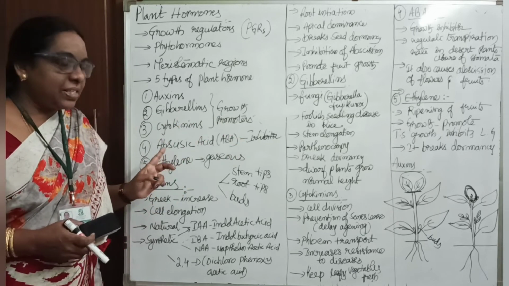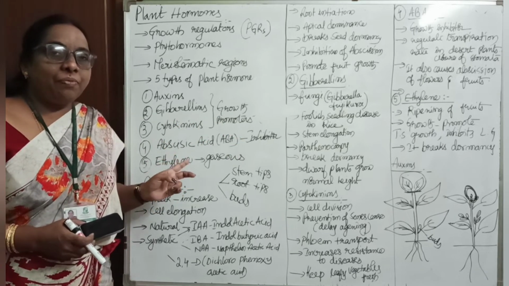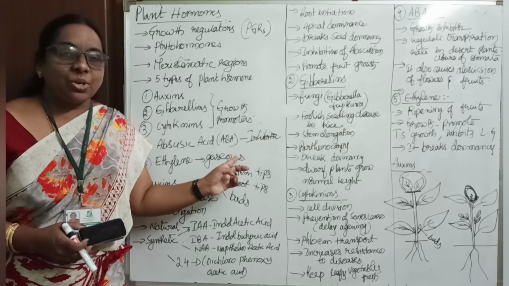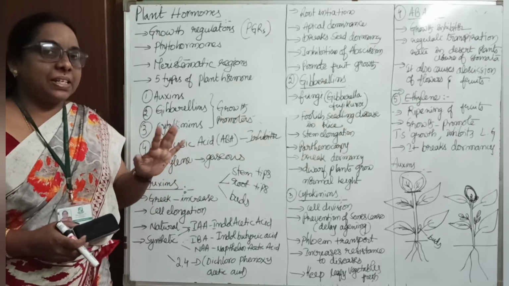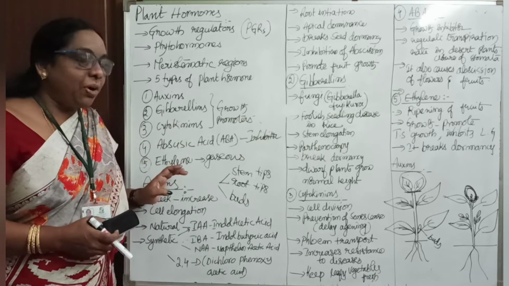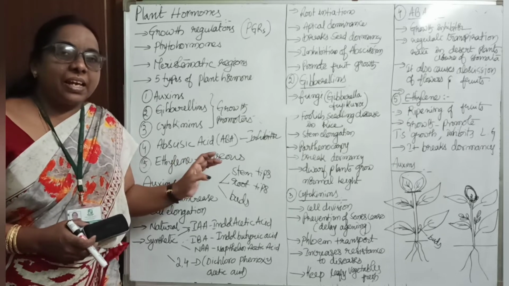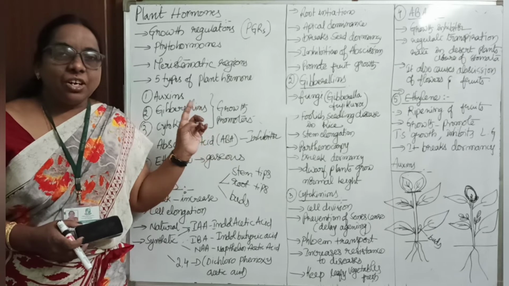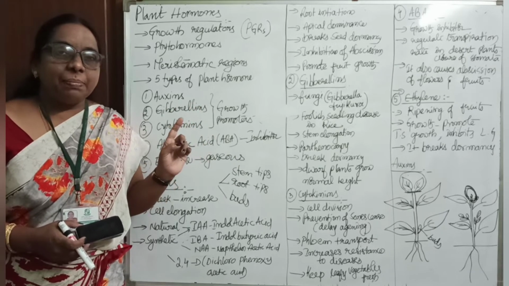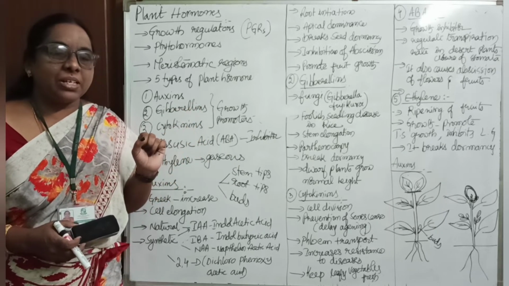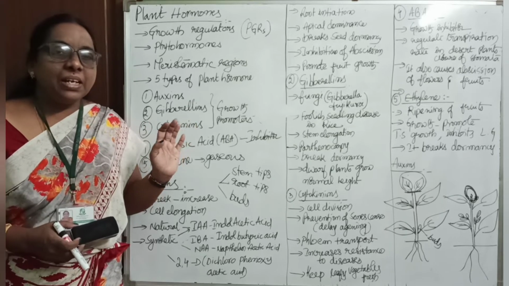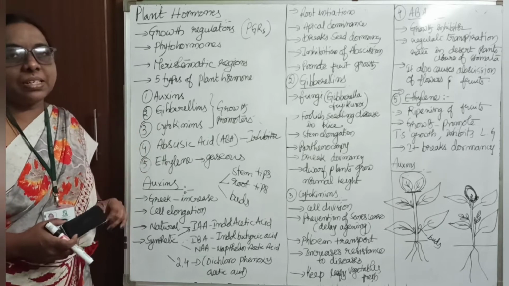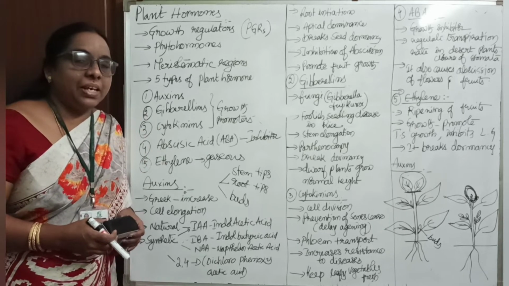The fourth one is ABA. The full form of ABA is abscisic acid, and it is called a growth inhibitor. It stops the growth in plants in certain areas. The fifth one is ethylene, and this is a gaseous hormone. Is it clear, children? Auxins, cytokinins and gibberellins are growth promoters, ABA is a growth inhibitor, and ethylene is a gaseous hormone. So we have to study all these 5 hormones in detail.